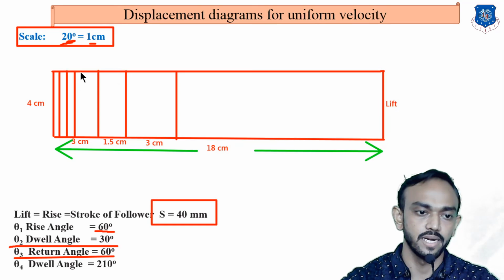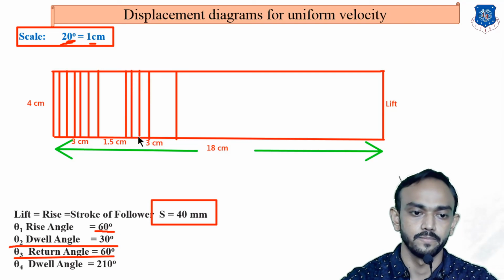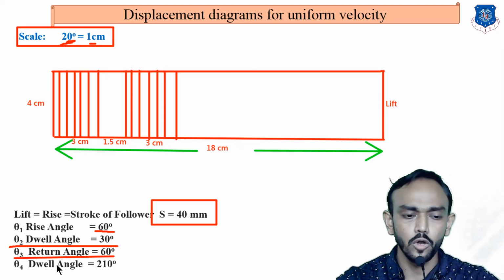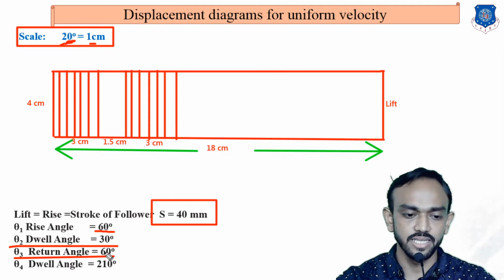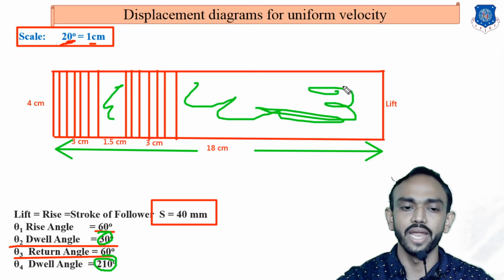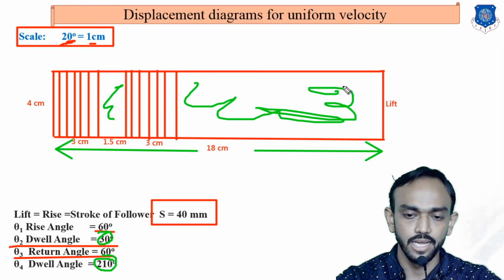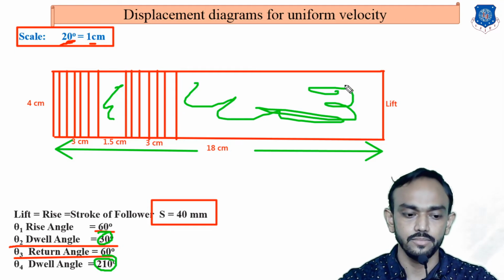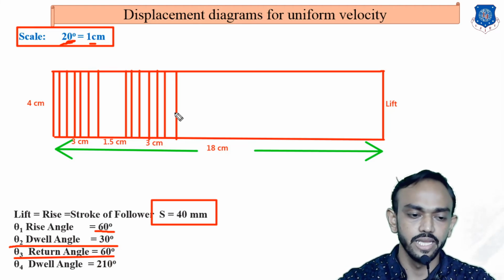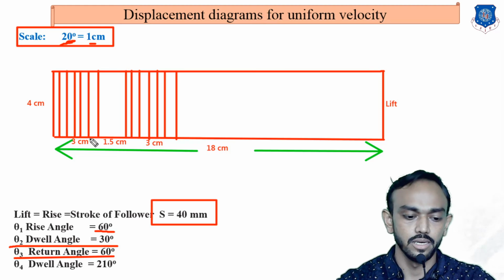So these 6 parts are there. All of this is approximate because there is no scale. So 6 parts of rise and 6 parts of return. We are not going to do anything in the dwell angle. You can check here, this is the dwell angle, 30 and 210. In this area you are not going to do anything, we don't need to do anything here.